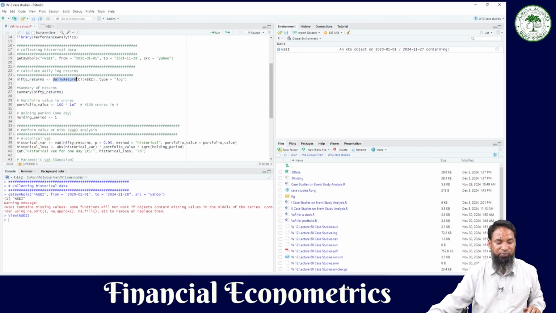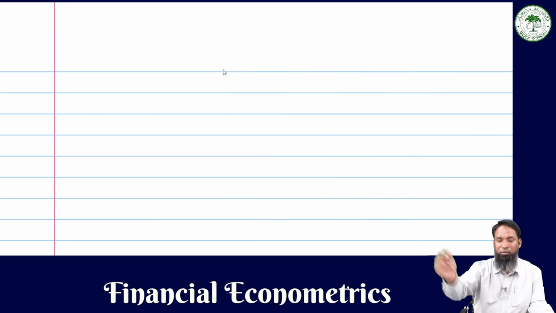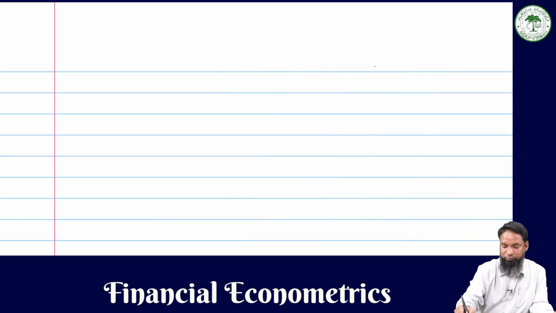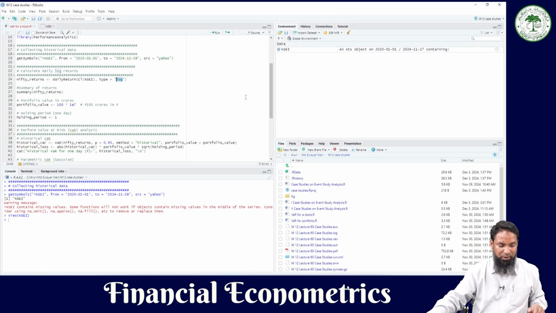Daily return is the function which we use to calculate the return, and here we are using the log form. So basically we are using this log formula to calculate the return, that is, we calculate the return using the log of price at t and price at t minus 1. That's what the function calculates, and to implement that, we have used the function daily returns here.